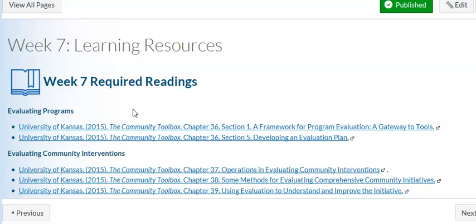So, speaking of evaluation, this week is on evaluation. There are at least 5 readings. 2 are on evaluating programs, and 3 are on evaluating community interventions. And they're all from the University of Kansas, the Community Toolbox.